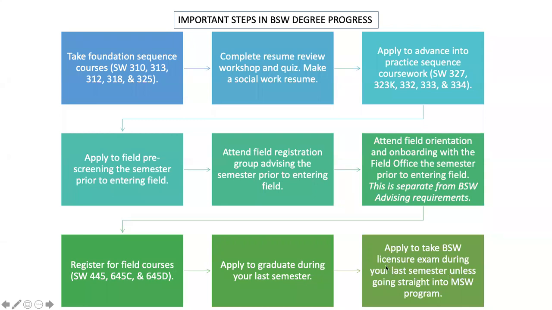Now, you will want to take the BSW licensure exam unless you're planning to go straight into an MSW or MSSW program, in which case you'll want to wait because you'll most likely take an MSW exam at the end when you're done with your MSW program. So there's no need to get both a license as a BSW social worker and an MSW social worker. You'll just get the license once at the very end.